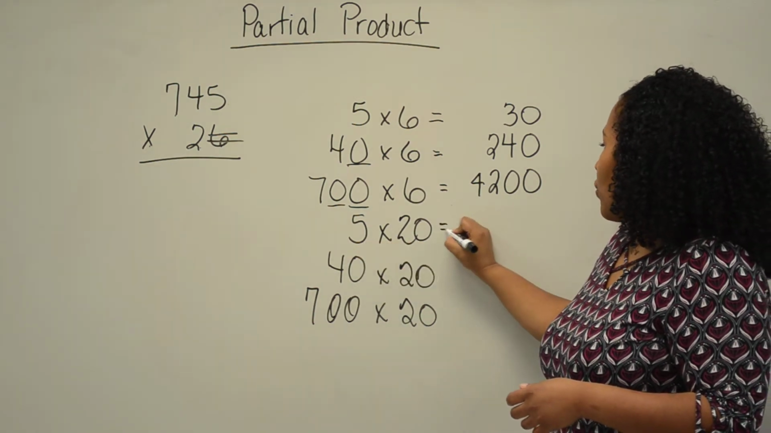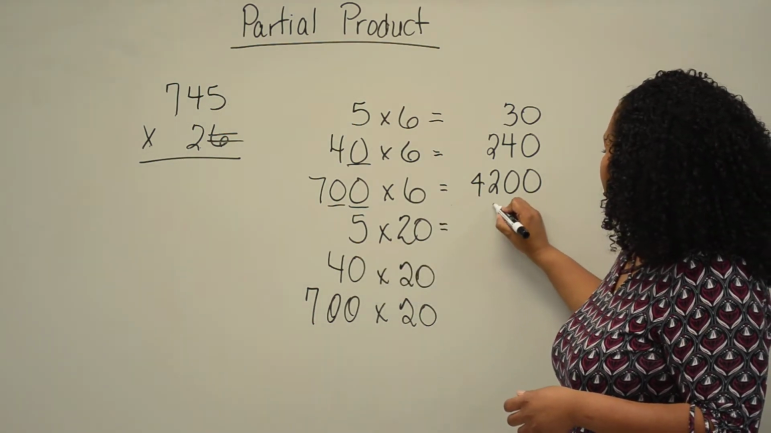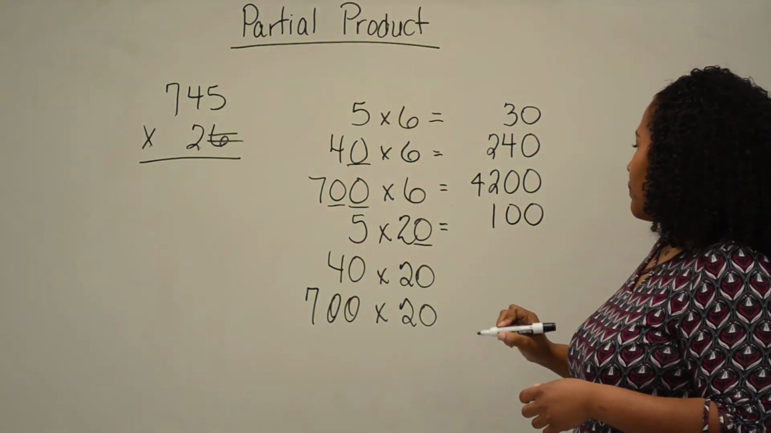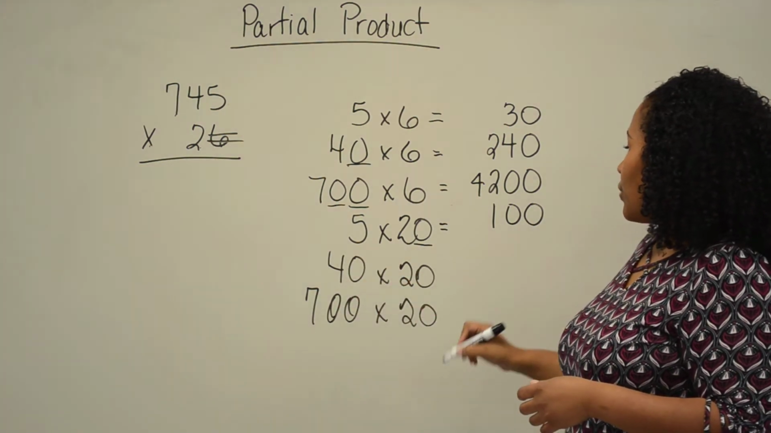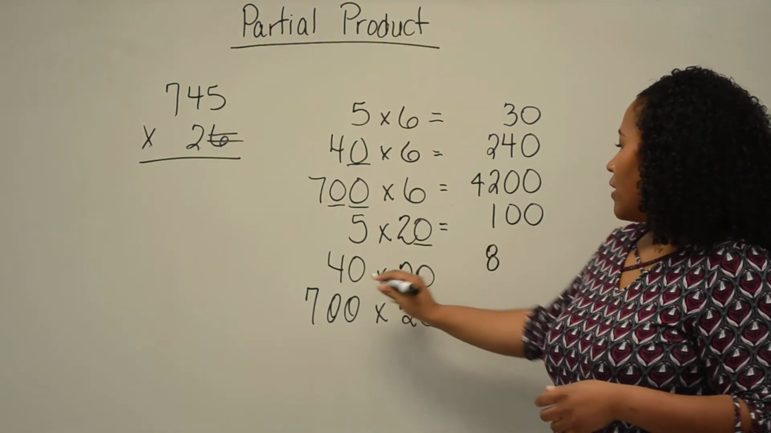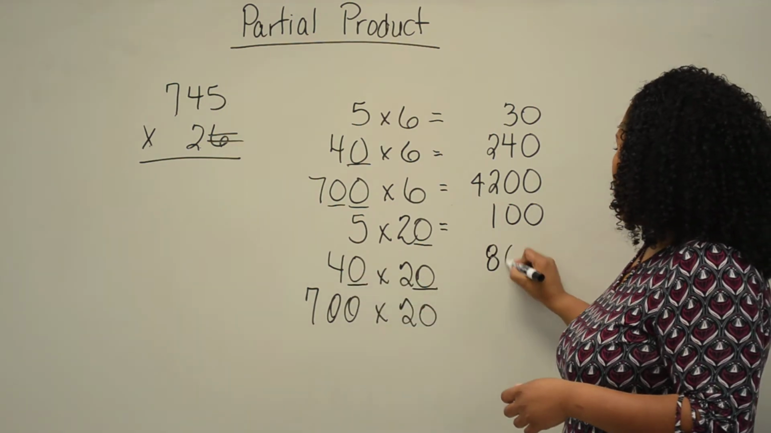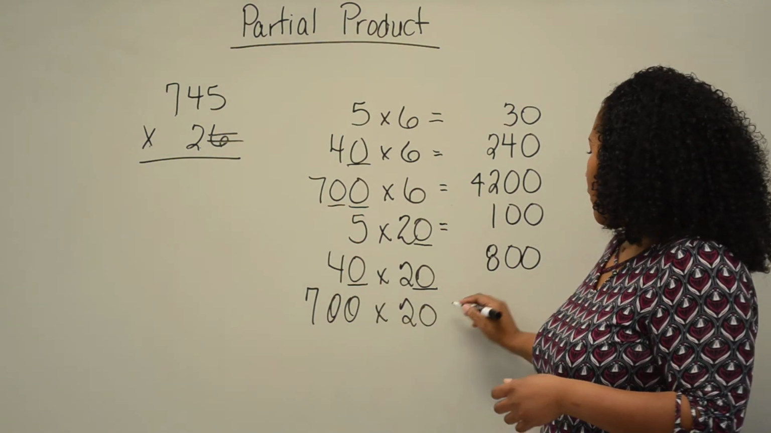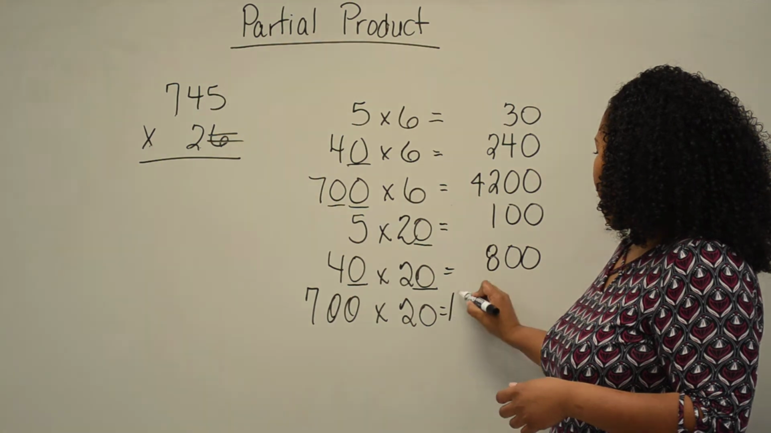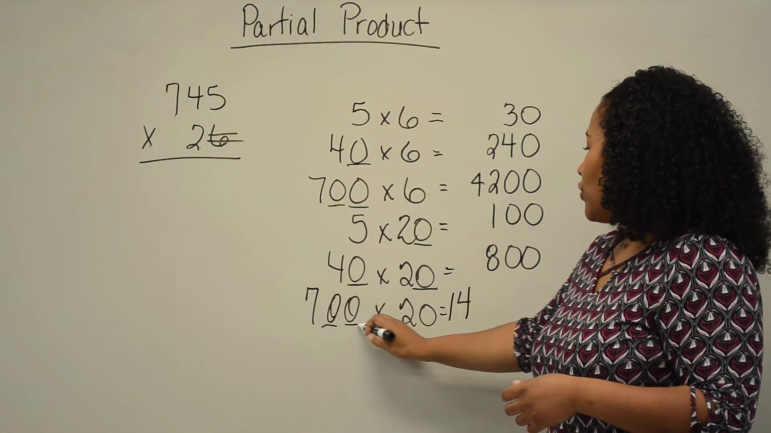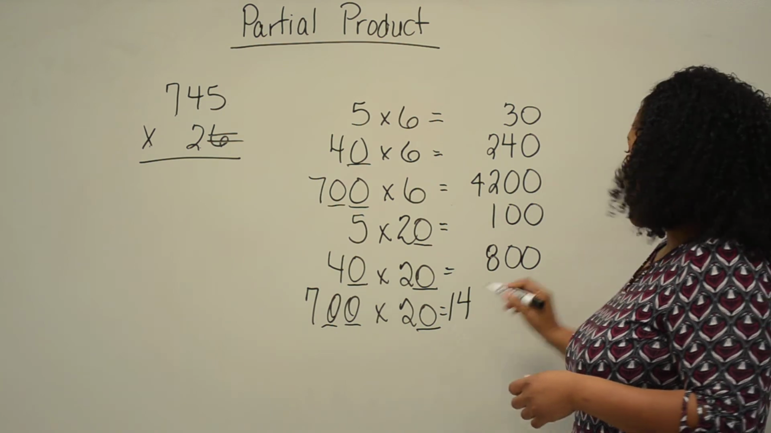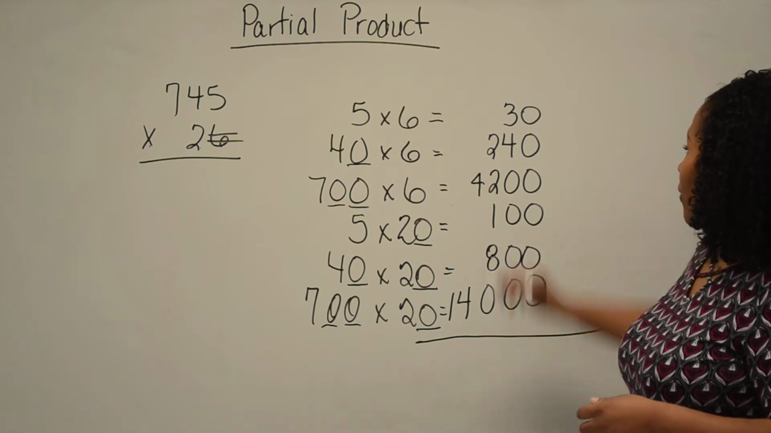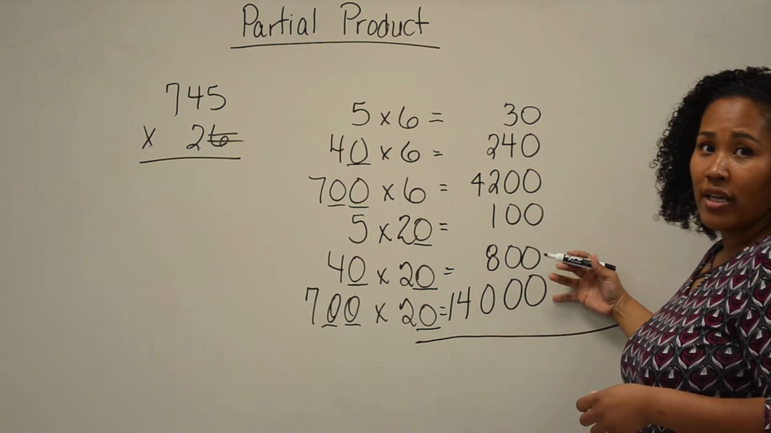5 times 2 equals 10. I'm going to add 1 0 into my answer. 4 times 2 equals 8. And then I have 2 zeros I'm going to add into my answer. 7 times 2 equals 14. And I have 1, 2, 3 zeros in my answer. So 1, 2, 3. All right, so now we've got all the products that we need.